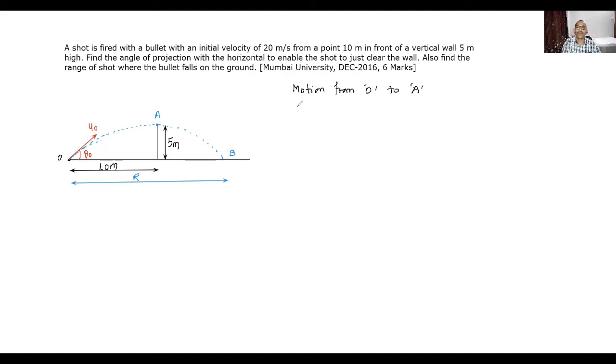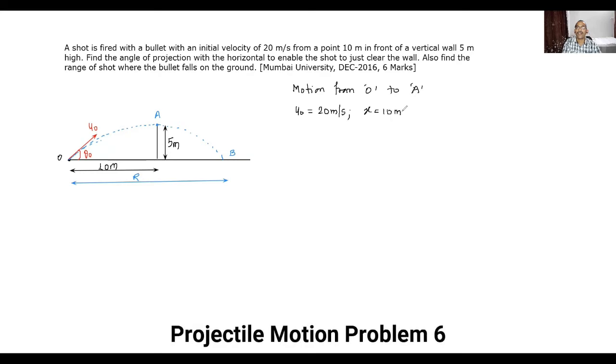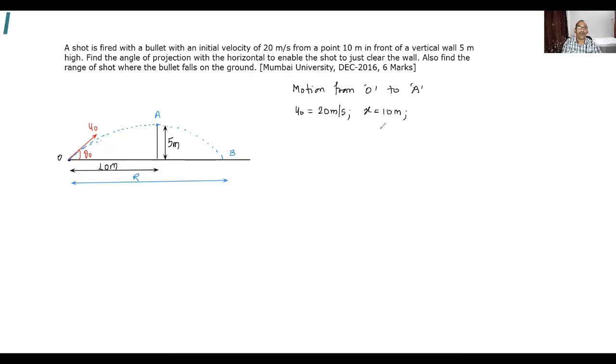What is known? U0 is known. U0 is 20 meters per second. Now if you consider motion from O to A, the horizontal distance it travels from O to A is 10 meters. That means you can say X is given as 10 meters. And from O to A, point A is on the wall and the height of the wall is 5 meters and point A is above the point of projection. That means this Y is positive, plus 5 meters.